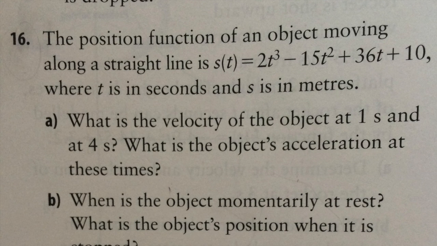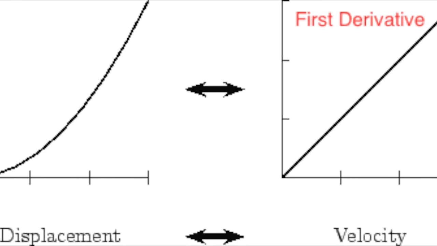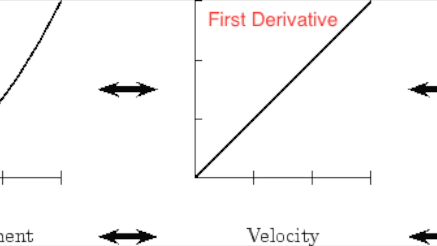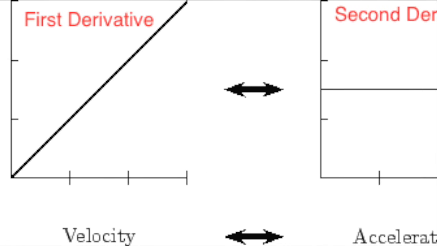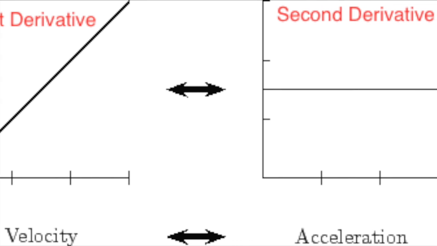A. What is the velocity of the object at 1 second and 4 seconds? What is the object's acceleration at these times? This section of the question is found in Unit 2, Derivatives, because we know that velocity is found by taking the first derivative of a position function, and acceleration is found by taking the second derivative of a position function.